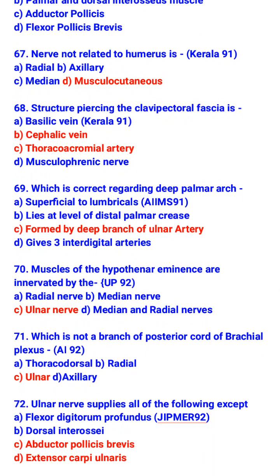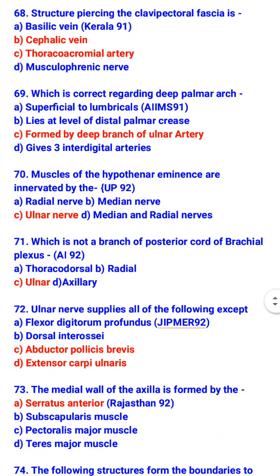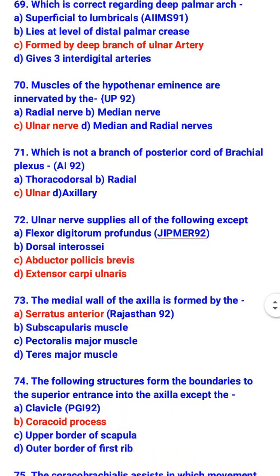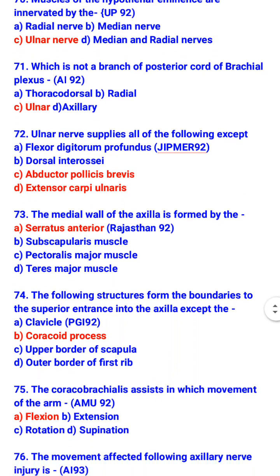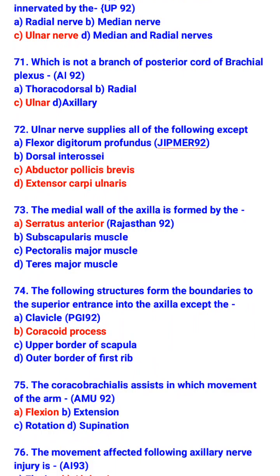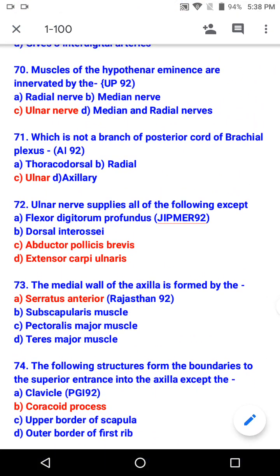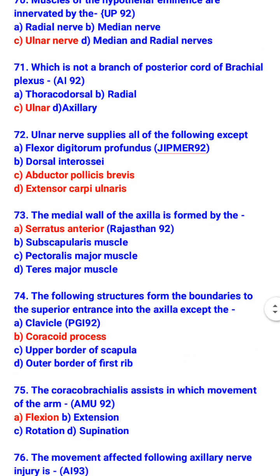Which is correct regarding deep palmar arch? It is formed by deep branch of ulnar artery. Muscles of the hypothenar eminence are innervated by ulnar nerve, which is not a branch of posterior cord of brachial plexus. Ulnar nerve. So which are the branches of posterior cord of brachial plexus? Thoracodorsal, radial and axillary. Ulnar nerve supplies all of the following except.